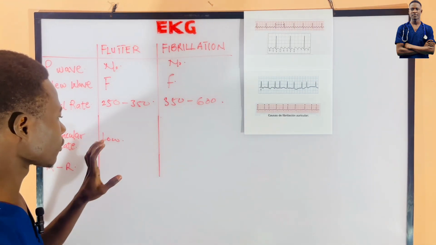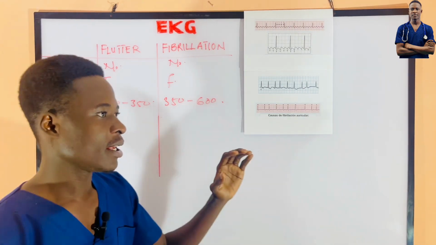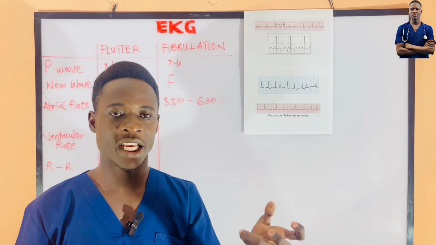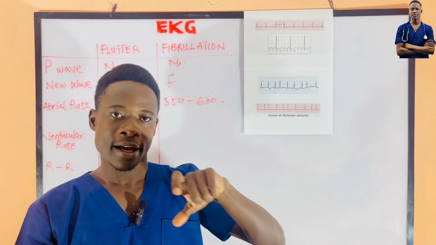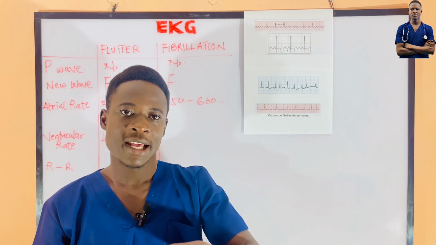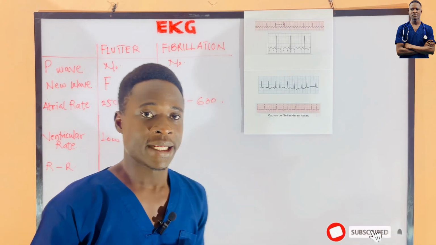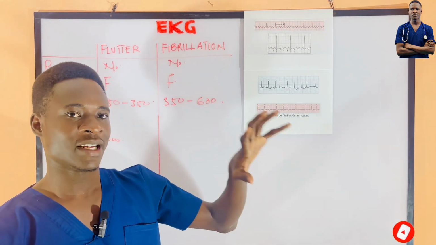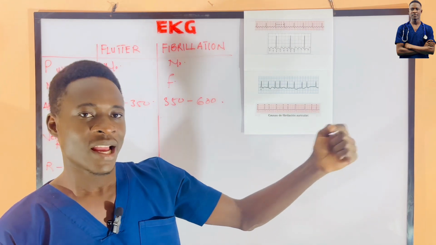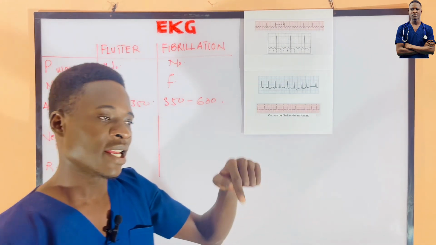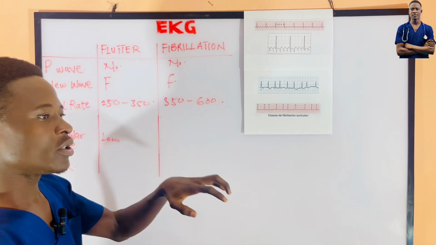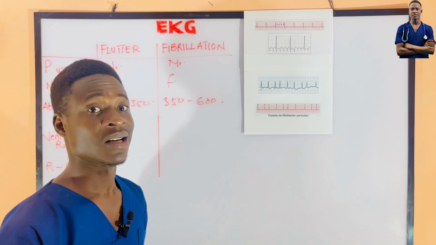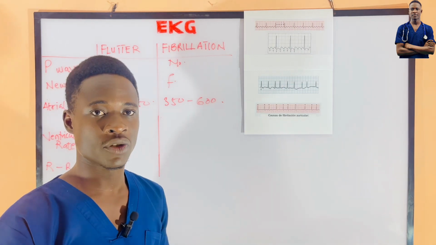And this is the reason. For the flutter, there is a blockage of some of the action potentials generated in the atria from entering the ventricles at the AV node. And when there is a blockage of the action potentials entering the ventricles, there will be low generation of action potentials in the ventricles. Thereby, the ventricles will contract at a slower rate.